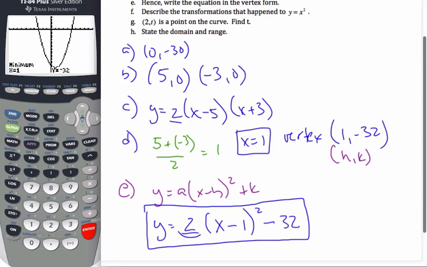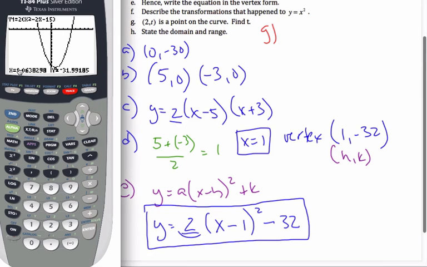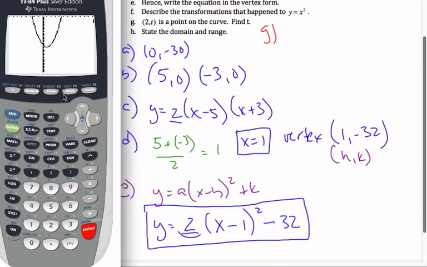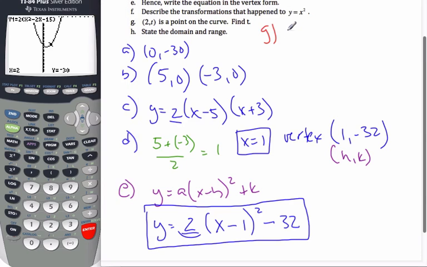Going to G, I'm going to switch over to red now, to G. (2, t) is on the curve, find t. Well, I can just find the value when x is 2. So second trace, value, enter, and I get (2, -30). So t is equal to negative 30.